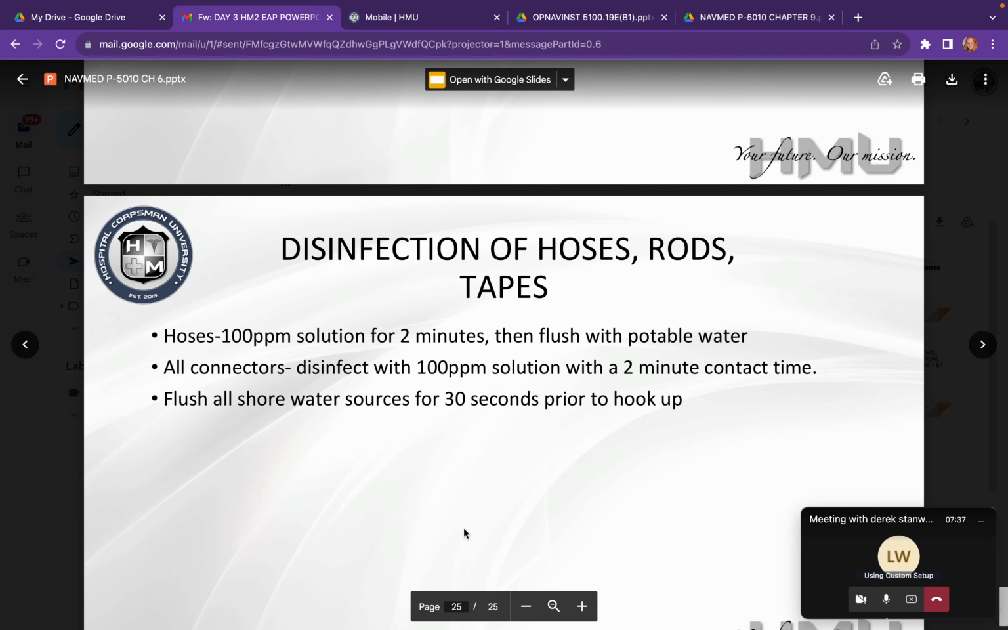Alright, disinfection of hoses, rods, and tapes. Hoses will be disinfected with 100 parts per million solution for 2 minutes, then flushed with potable water. All connectors will also be disinfected with 100 parts per million solution with a 2-minute contact time, and flush all shore water sources for 30 seconds prior to hookup.